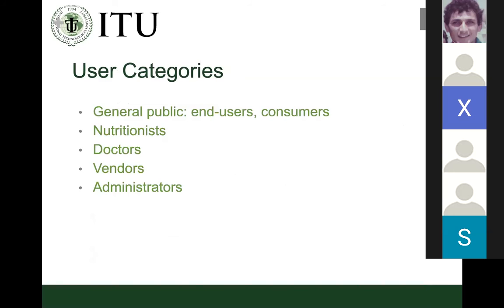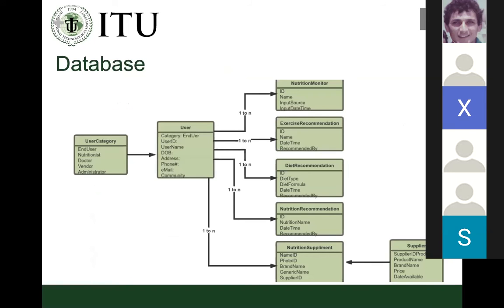Okay, our user categories. Generally, opening our application to the general public means the end users, customers, is our main path. And the nutritionists, doctors, vendors, and administrators are another user category. So here is our database design. For the end user, the customers are our main part, so we use the end user to show our database.